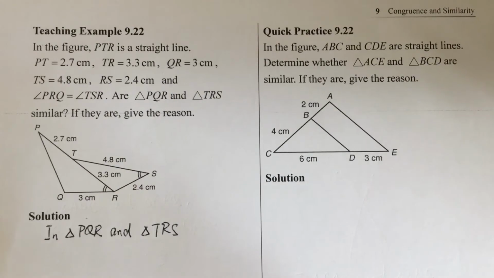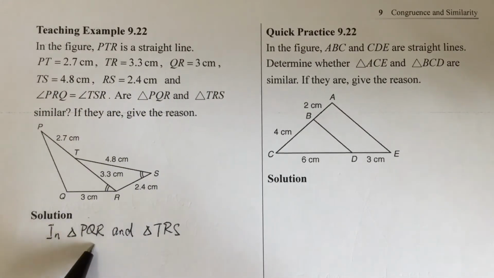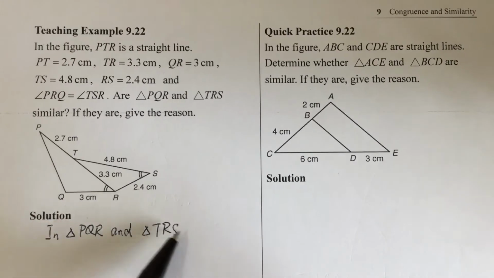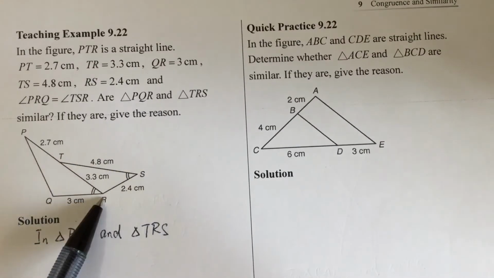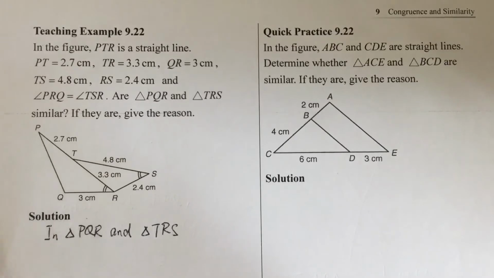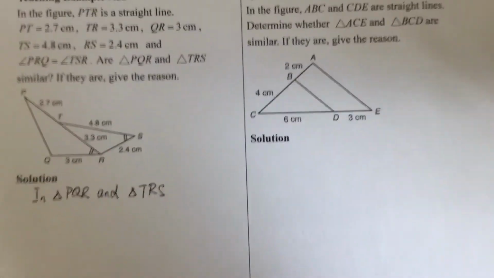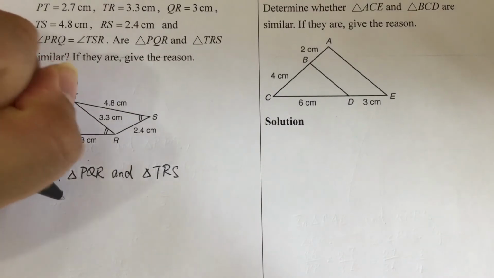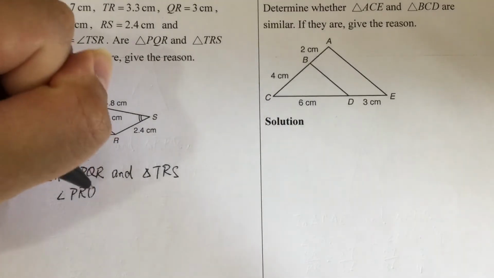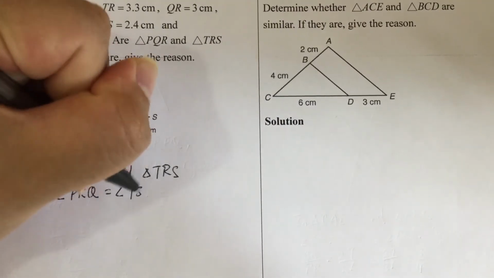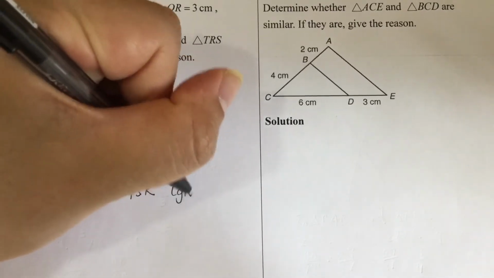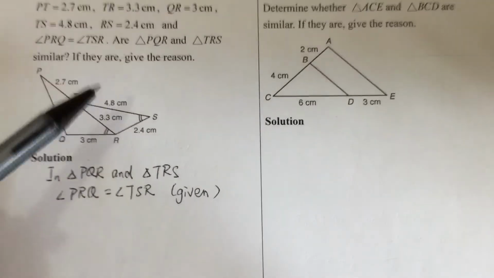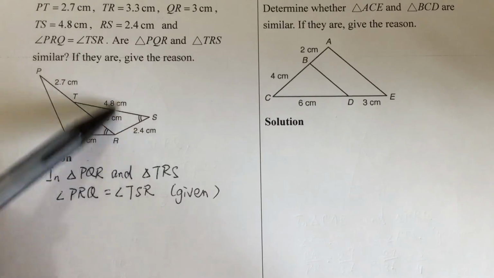Okay, now let's look at this one, PQR. That means PRQ. So we look at the TSR. They are equal because I give it to you. So why don't we first of all write down the angle we are going to use? Angle PRQ is equal to angle TSR, given. So this one we log it down first.